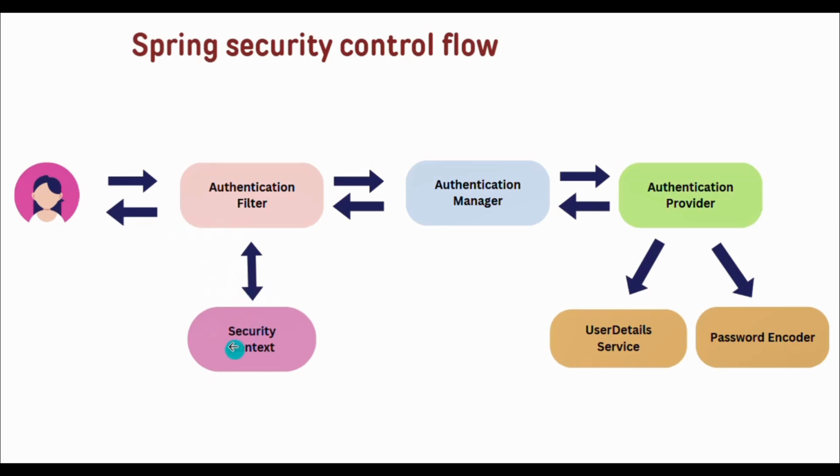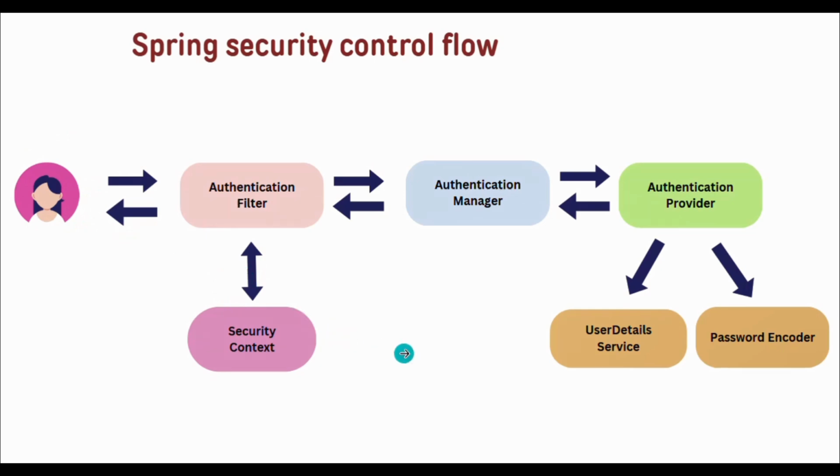Then the next time the user makes a request, it goes to the authentication filter. Then it checks in the security context. If the user is already authenticated, the request does not go further to the authentication manager. It returns back to the user. It is only sent to the authentication manager if the user is not authenticated. So this is the basic overview of the security control flow.